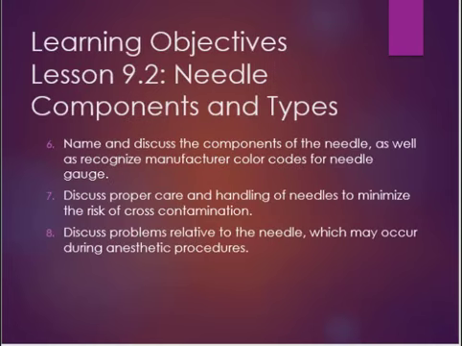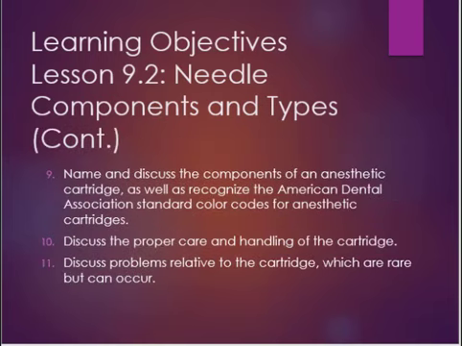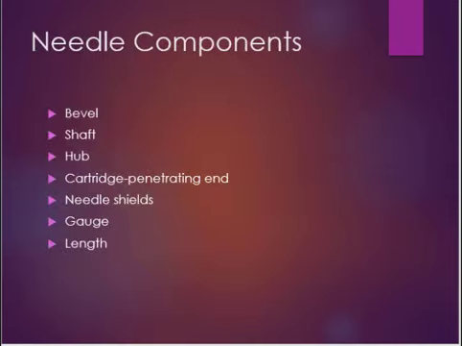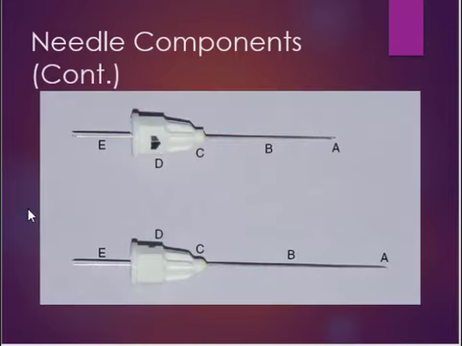We're moving into the second part of this chapter. This talks about the objectives. We're just going to glide through these for right now. Now for needle components, there's going to be the bevel, the shaft, the hub, cartridge penetrating end, needle shields, gauge, and length. This picture is going to show all of that.